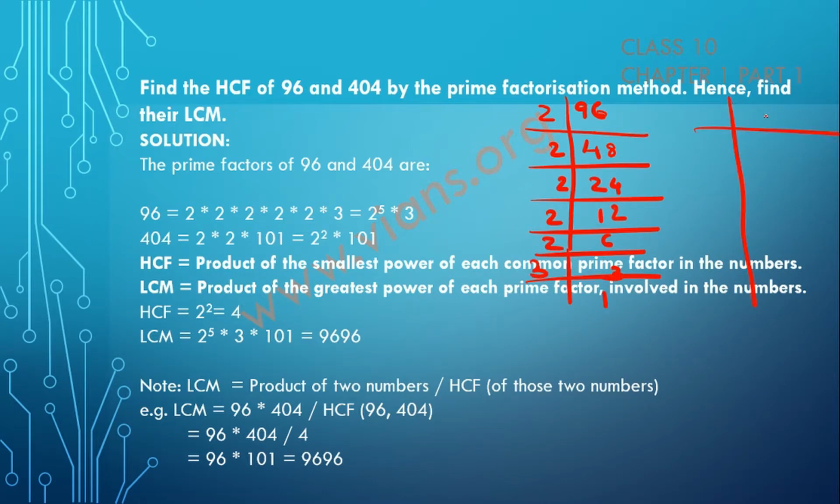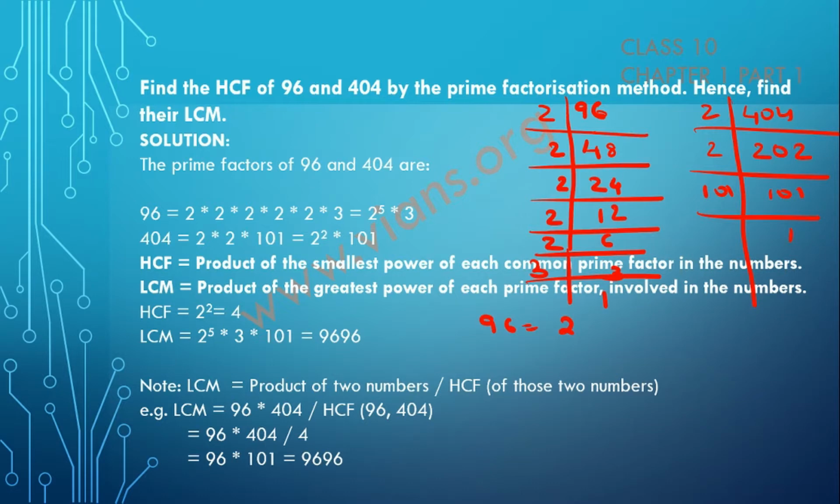And 404 would be 404. 2 2s are 4, 0, 2 2s, 101, and that's it. 101 would be just that one. So basically, this can be written as 96 is equal to 2 raised to 5 into 3, and 404 is equal to 2 square into 101.